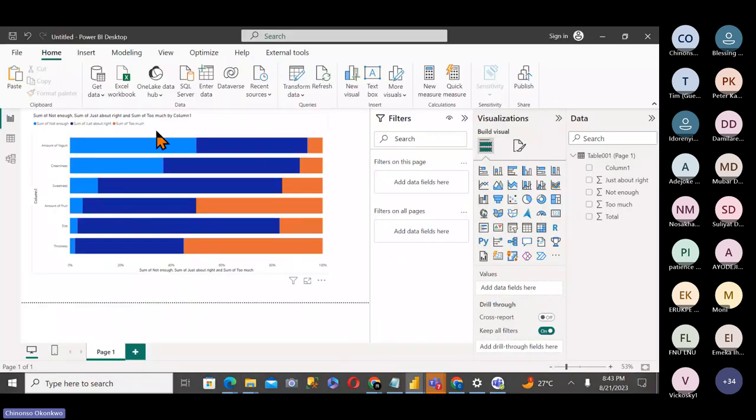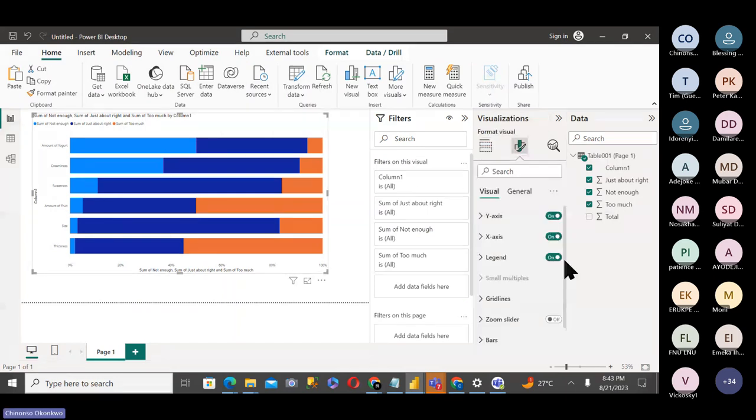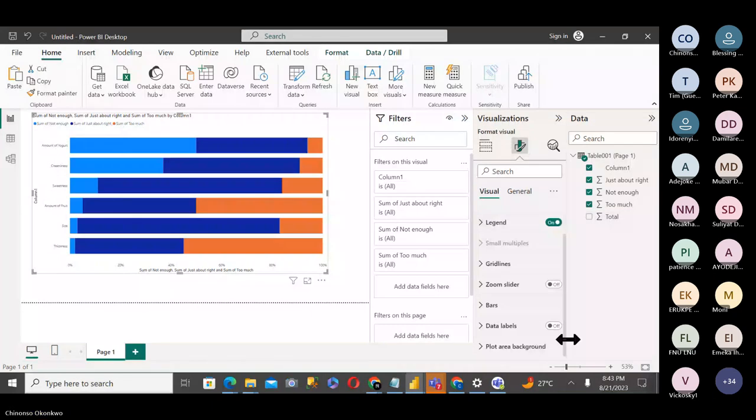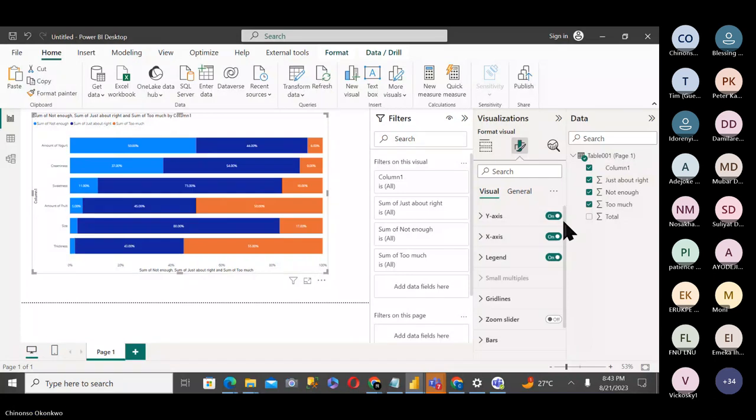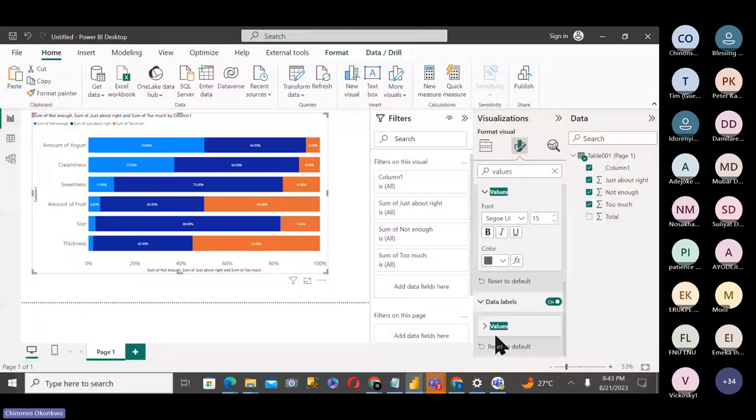So now what I want to do is change this data a bit. First of all, let's add data labels so you can see what the data is telling us. Let me first increase the size. Let's talk about the x-axis values. Let me make that 15. Let's talk about the data labels. Let's make that also 15, so that you guys can see that. I hope it's clear enough. Maybe I can zoom more.